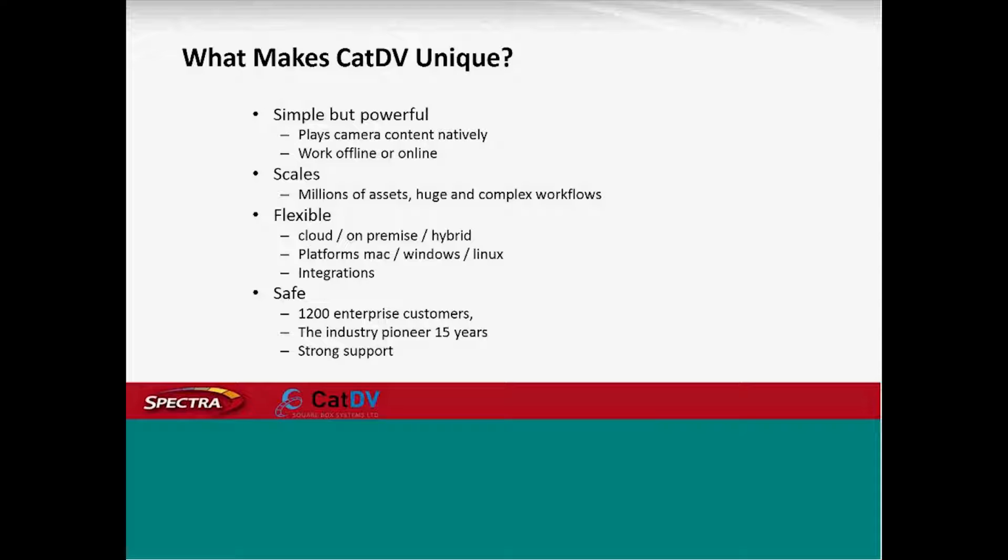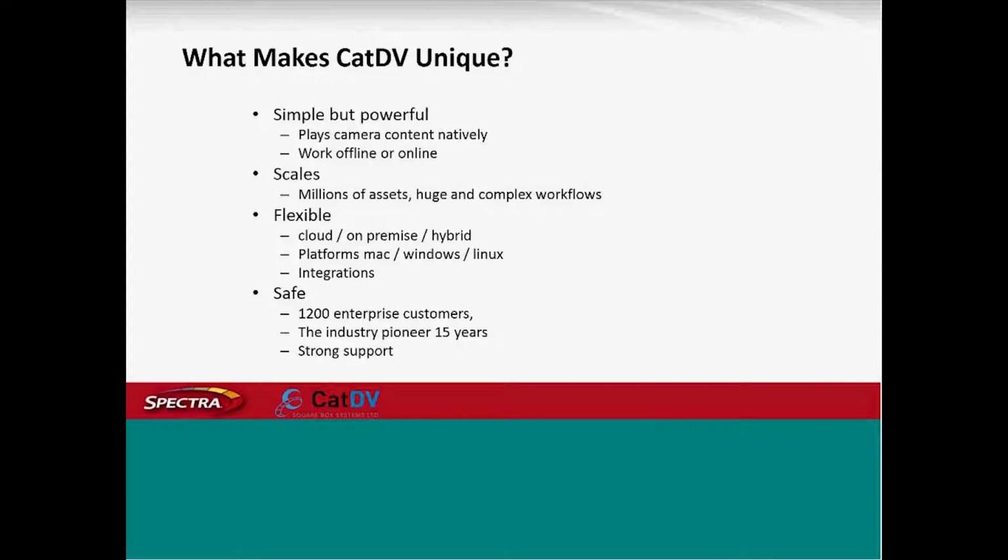So CatDV can handle smallish systems with a few 100,000 assets, but it scales right up to handling millions of assets, large workflows, lots of users, and all of that stuff. We're very flexible in terms of workflow, in terms of deployment, and in terms of integration: cloud, on-premise, hybrid, Mac, Windows, Linux. And we're safe.